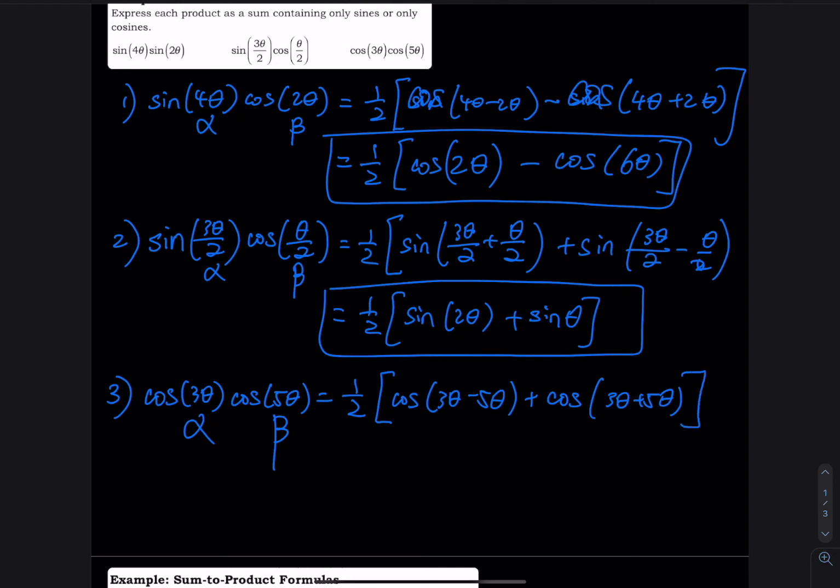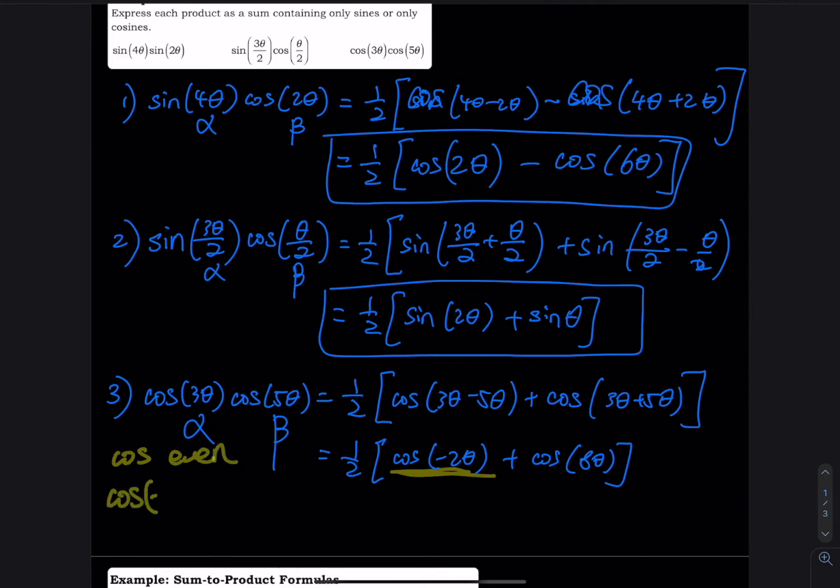Close that, and then you just do the subtraction. So that is cosine of -2 theta, plus cosine of 8 theta. What do I have to do for the -2? Remember that cosine is even, so cosine of -theta, we can just remove the negative. So that is cosine of theta. So this is 1/2 [cosine of 2 theta plus cosine of 8 theta]. So that is your final answer.